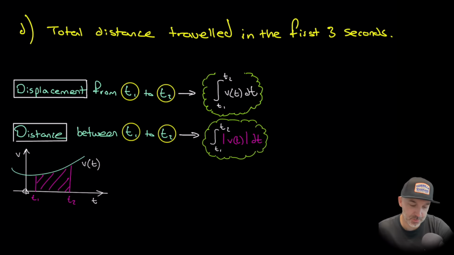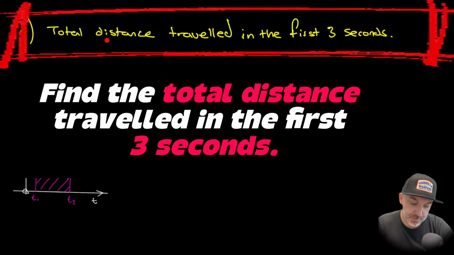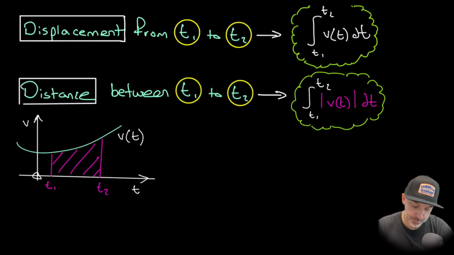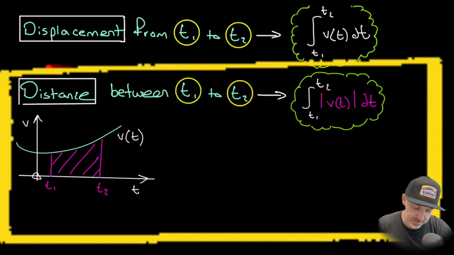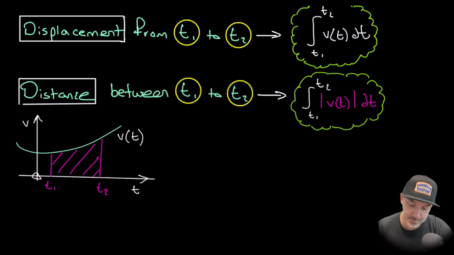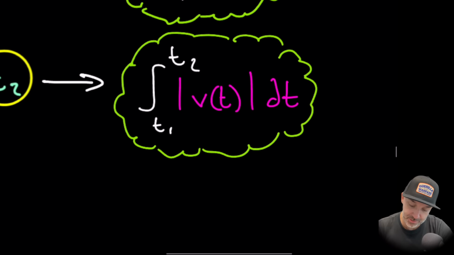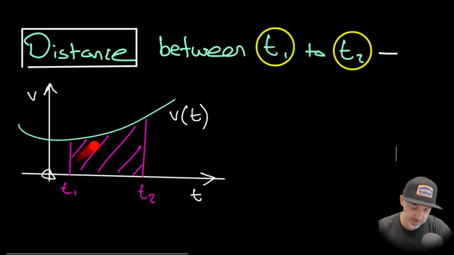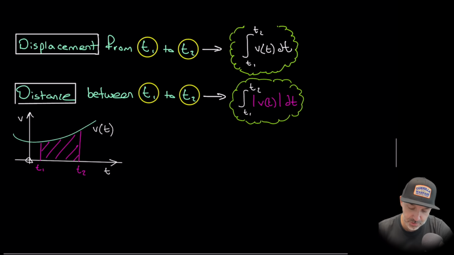Part D of the question is asking us to find the total distance traveled in the first 3 seconds of motion. The total distance traveled is dictated by this formula. The distance between 2 time frames can be found by doing the integral of the absolute value of v with respect to t. Basically, what you're doing is finding the area beneath the graph on a velocity-time graph.